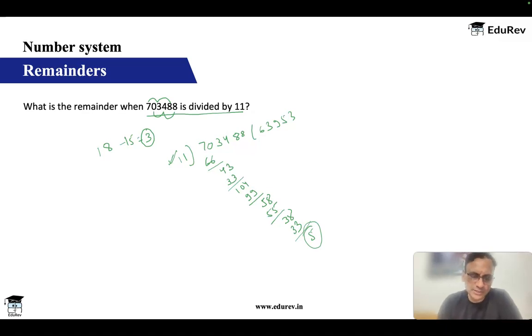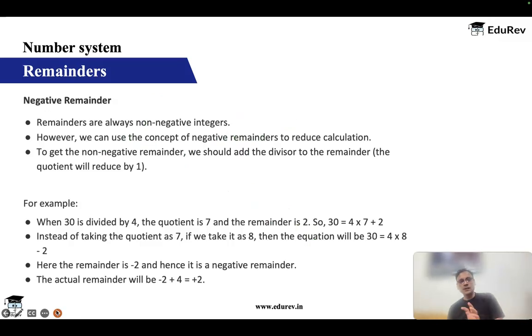Okay, so I hope this is clear. This is being done through the standard method. Then I told you just now, let me introduce to you the concept of negative remainders.